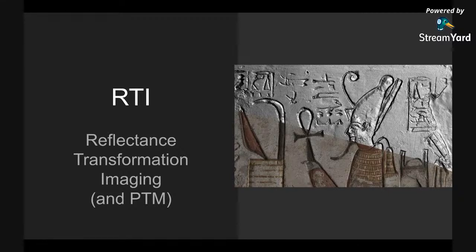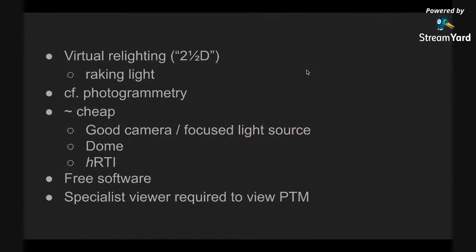The term is sometimes used interchangeably with PTM, which is polynomial texture mapping. Although in normal use, RTI is the method of capturing these images, and polynomial texture mapping, PTM, is the format that is produced by this method. And there are other ways of producing PTM files as well as RTI. What RTI is effectively is virtual relighting of an object. It's sometimes called a 2.5D method because it's slightly more than two-dimensional, but it's not quite three-dimensional.